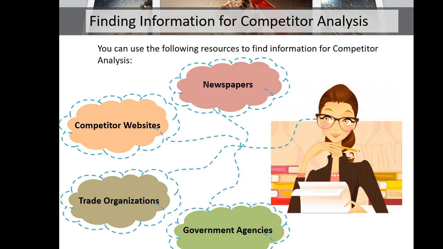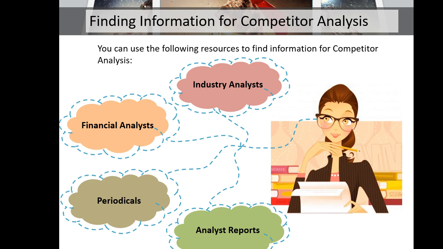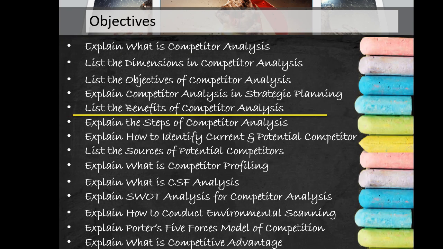The last in this particular side is government agencies like the National Bureau of Statistics in Nigeria. You can get information from the National Bureau of Statistics. Depends on what it is, but the National Bureau of Statistics can give you a better and almost very good reporting when it comes to companies. Okay, so we have industry analysts, financial analysts, periodicals, analyst reports. All these can be used as well to find information for competitor analysis.